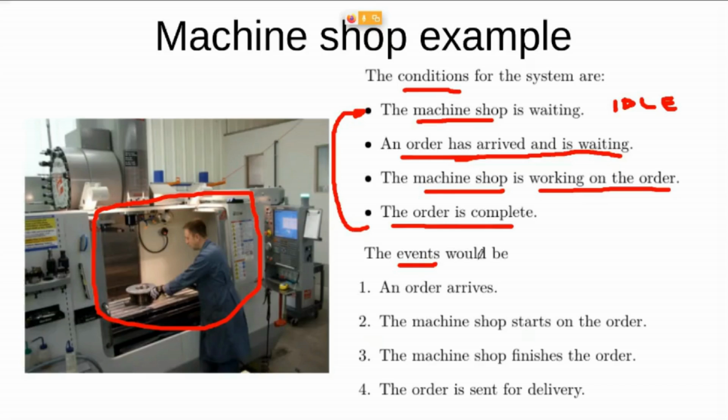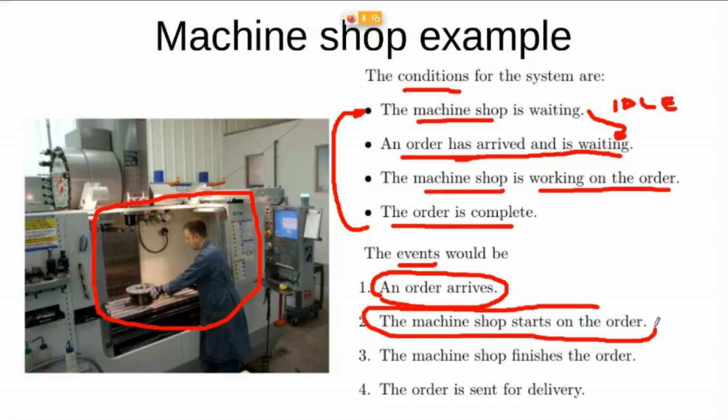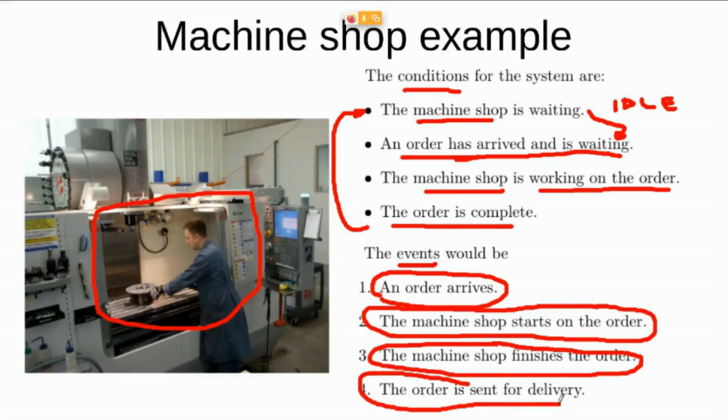Which are the events that will make the system evolve from one state to another, to the next state of the system? Well, the first event is that an order arrives. Another possibility is that the machine shop starts on the order. The machine shop finishes the order, and the order is sent for delivery. So these are the events that may happen in our process.